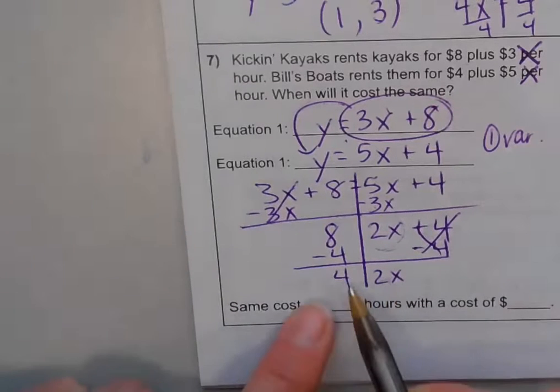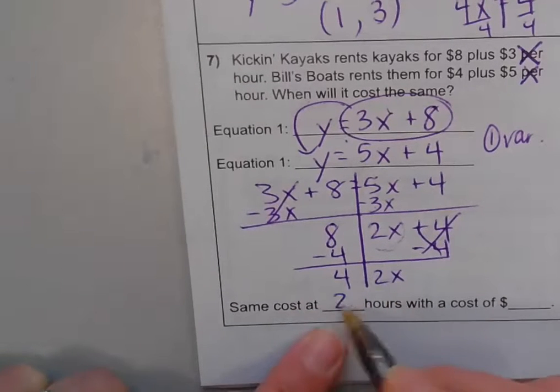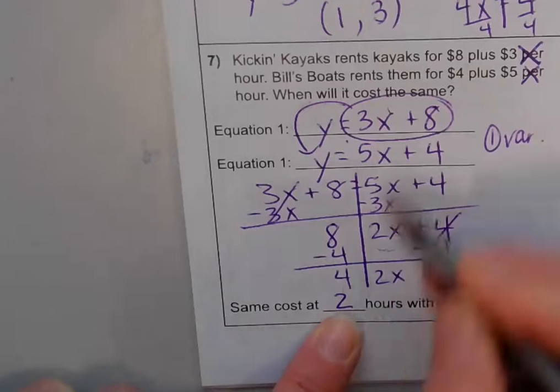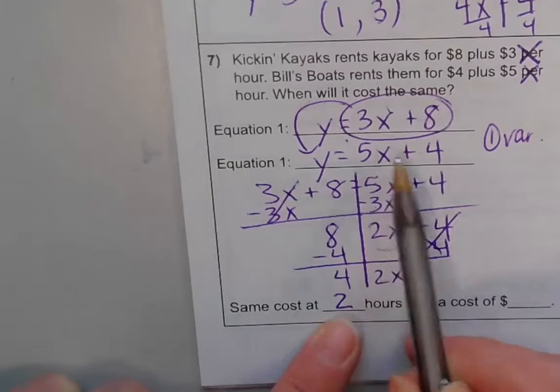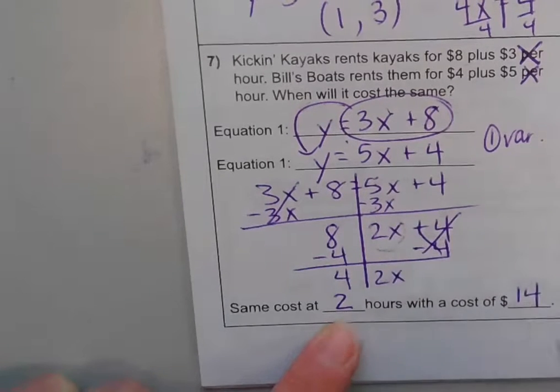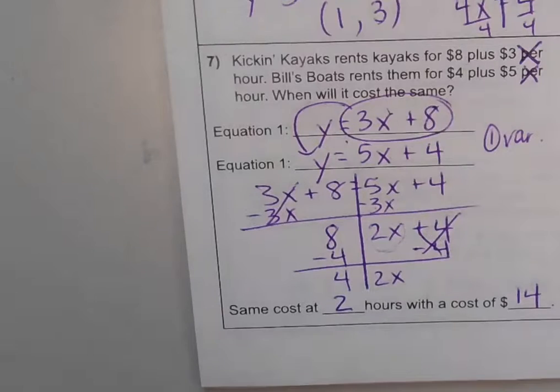And usually by here you can see 2 times 2 is 4. So at 2 hours, they're going to cost the same, and now I just need to plug 2 into either equation. So 5 times 2, 10. 10 plus 4 is 14. So at 2 hours, both places cost $14.